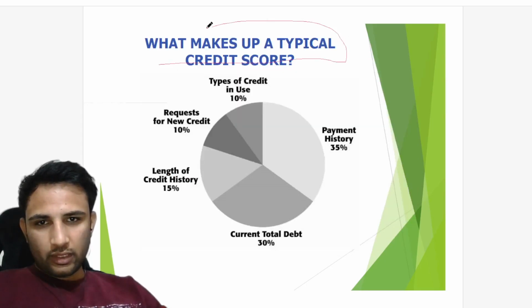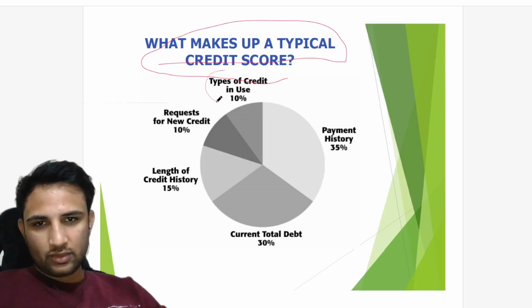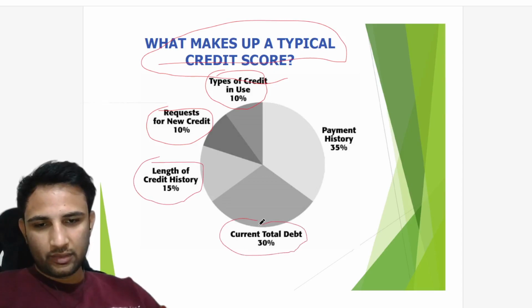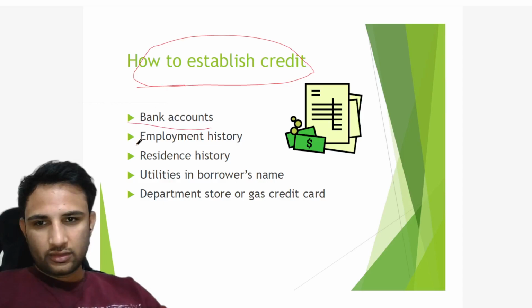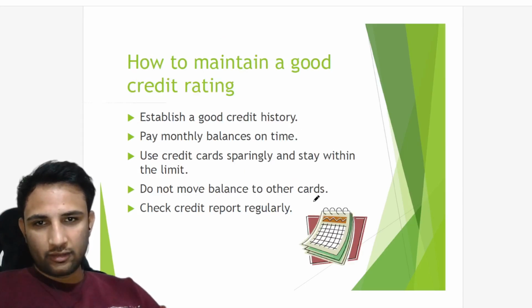What makes up a typical credit score? Types of credit in use contributes 10%, requests for new credit 10%, length of credit history 15%, current total debt 30%, and payment history 35%. How to establish credit? Bank accounts, employment history, residence history, utilities in the borrower's name, department store or gas credit card.